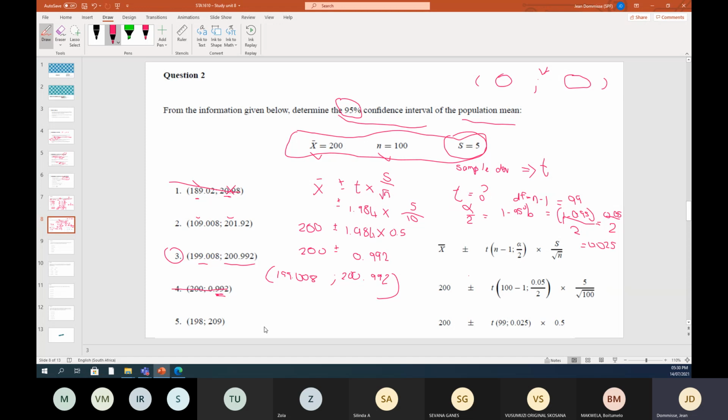Okay, so this was basically when our population standard deviation is unknown. So, and let's do it in the, come on.